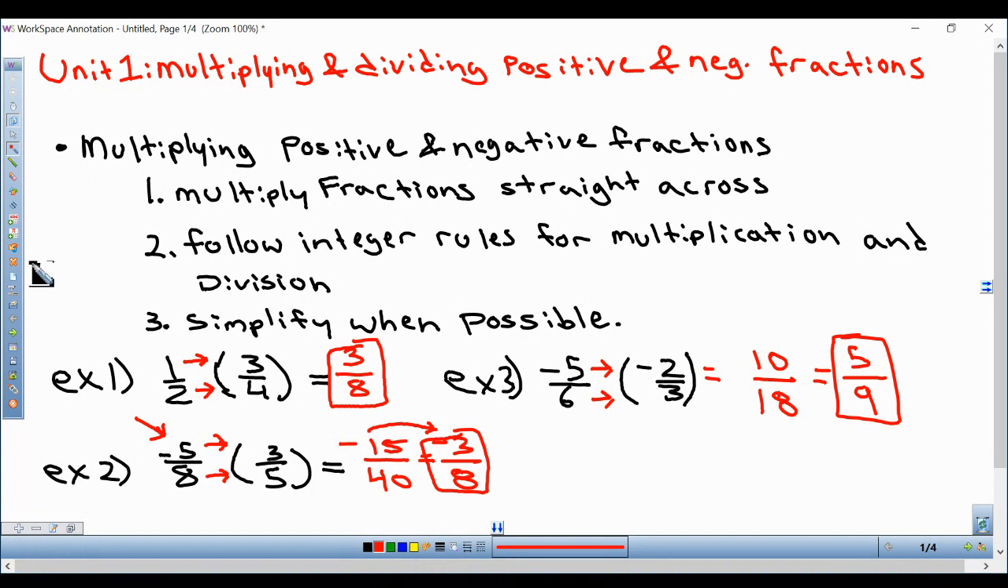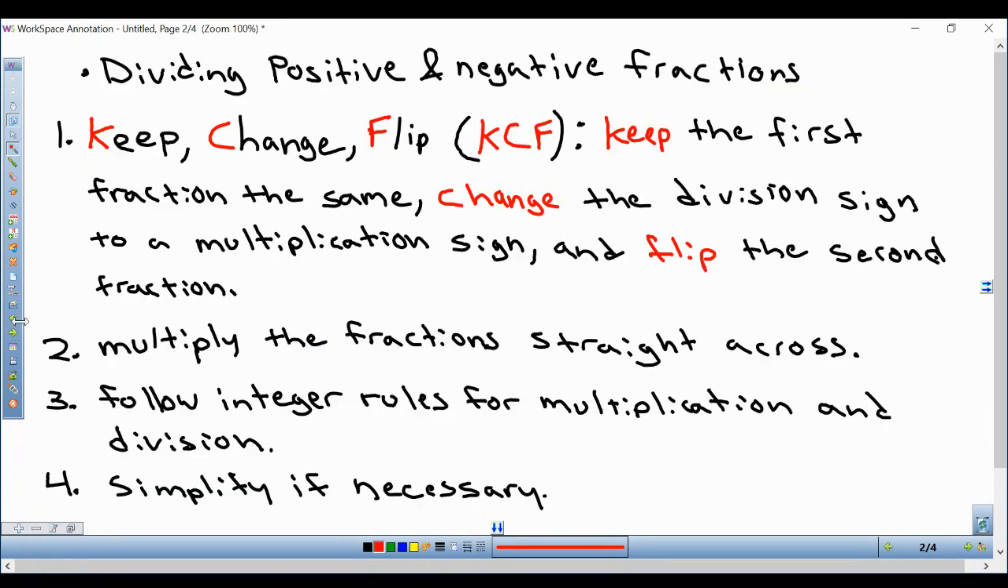We're going to go ahead and move on to division of fractions. A lot more words. Don't be scared. Division of fractions is just as easy, except there's one extra step, and that one extra step is very easy, and that's going to be step 1.